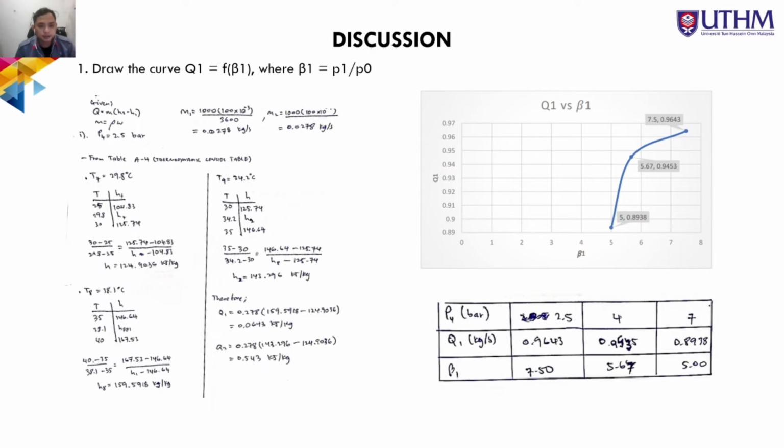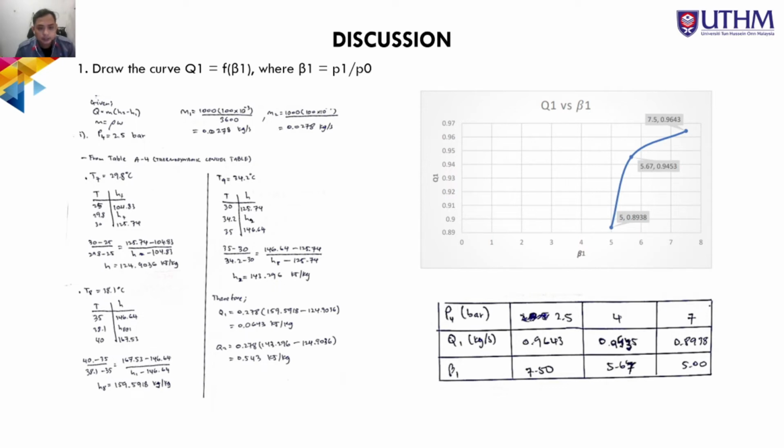And then after we get all the enthalpy, we substitute all the enthalpy into the equation, which is for the Q1 equal to 0.278 times 159.5918 minus 124.9016, and we get the answer of 0.9643 kilojoule per second.